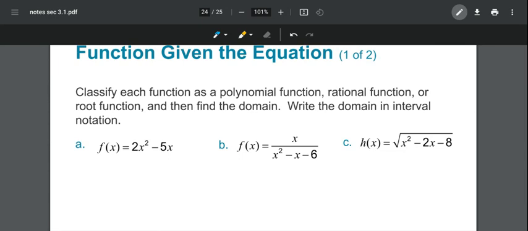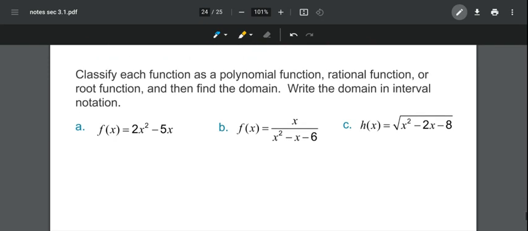In our next example, we need to classify each function as a rational function, root function, or polynomial function, and then find the domain of each using interval notation. Okay, so part A, this is a polynomial function. You see that we have a variable raised to an exponent higher than 1. Part B, this is a rational function because we see the ratio, we see the fraction. Part C, we have a root function. So we classified each of them.